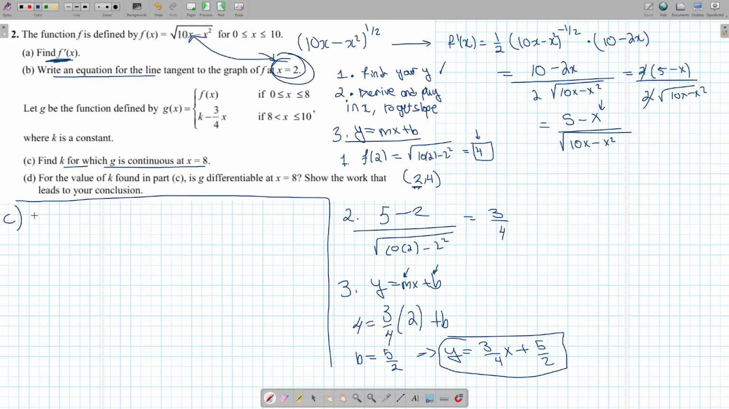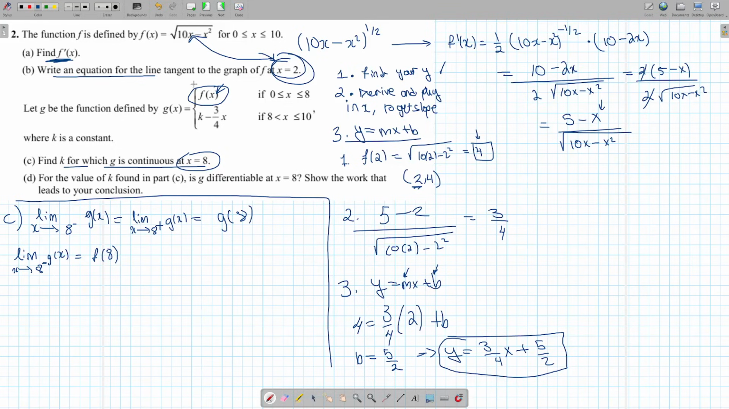If something is continuous, that means the left limit of g of x must be equal to the right limit of g of x, which must be equal to g of 8. Please don't forget to write this step in the written work in case you lose marks. Now that means we're just going to equate our left side to the right side. On the left side, we're going to start by doing the limit as x approaches 8 from the left of g of x, which equals f of 8, right? That means we're doing it at x equals 8, so it's going to be f of 8.